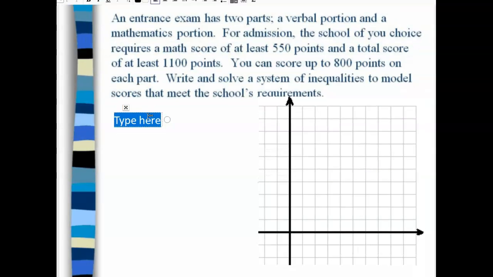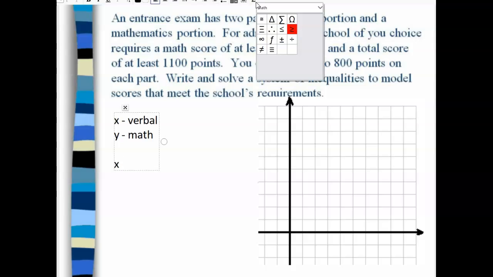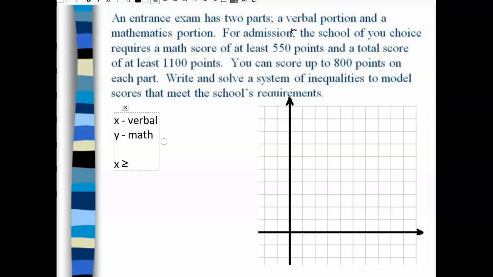So, let's say x is verbal, y is math. Math has to be at least 550, so y is greater than or equal to 550. You need a total score of 1100, so that's x plus y greater than or equal to 1100.